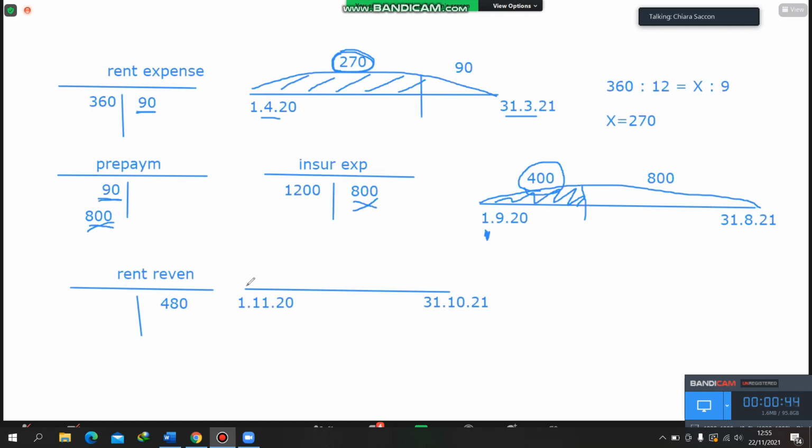But we see that this revenue is involving two periods. What is the amount of revenue that is pertinent to the ending period? Here we have the ending period, the 31st of December, and we see that only this part refers to the period. So we calculate 480 divided by, I can do a proportion as you want. 480 refers to 12 months.